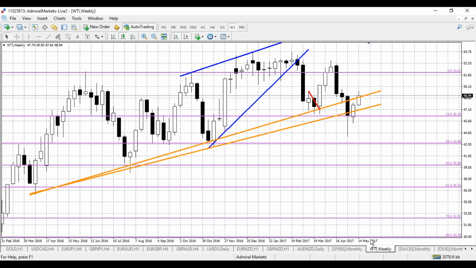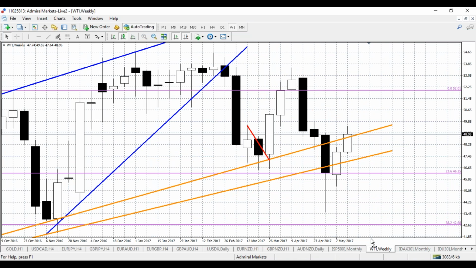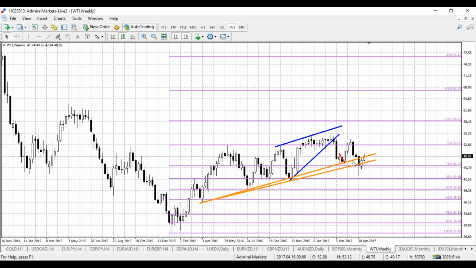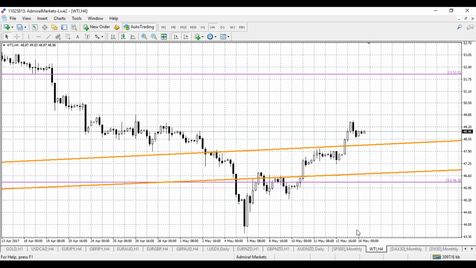Well, oil is really challenging these trend lines hard. It has a three-wave move up like this, down, and now moving up. I personally don't see anything that interesting at this moment.